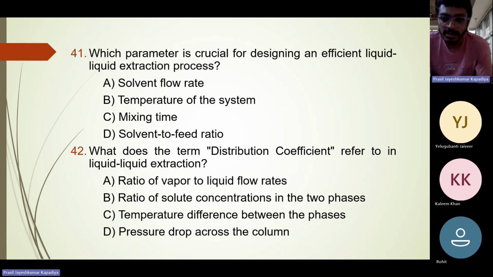So what does distribution coefficient say? It is the ratio of solute in the solvent rich phase divided by the raffinate rich phase. That gives the distribution coefficient. So the higher the value of distribution coefficient, the better it is. That depends on how we are defining the ratio. Let's say it is extract by raffinate, so the more amount present in the extract phase, the better.